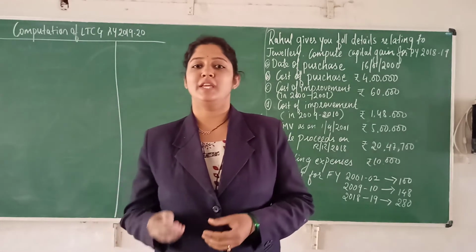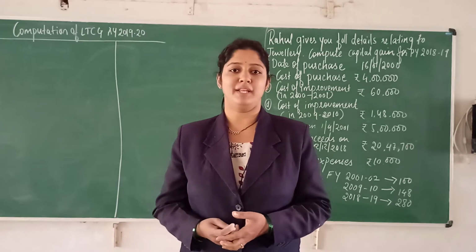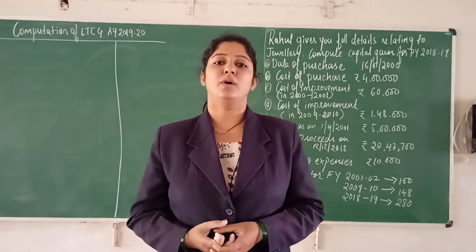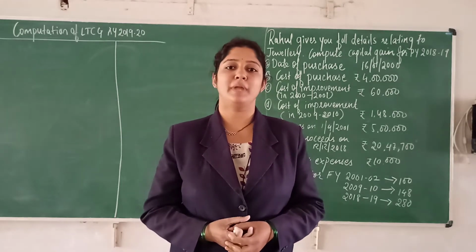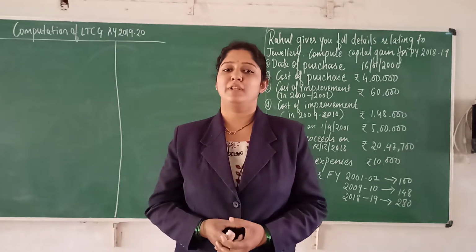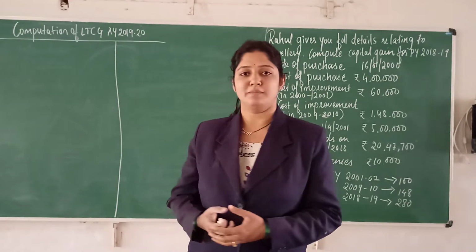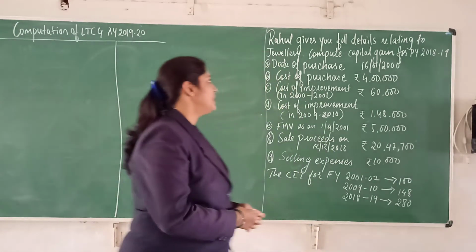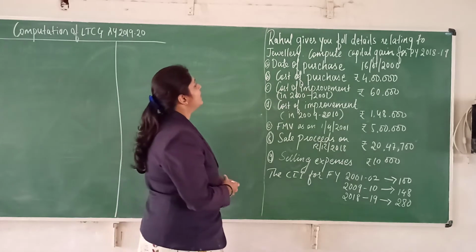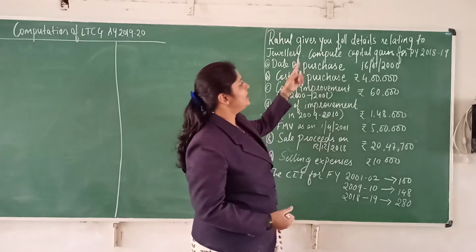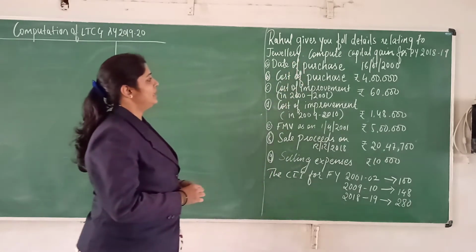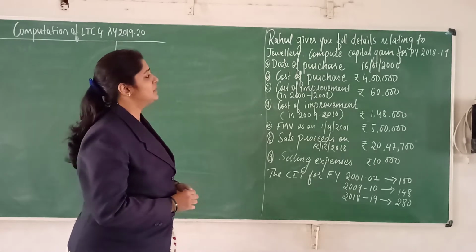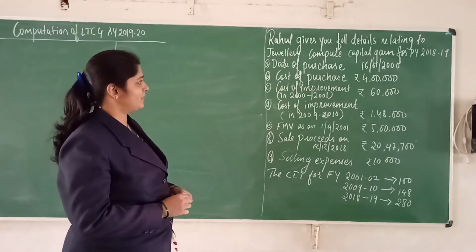Today we are going to see a problem on long-term capital gain. Last class we have seen the format on how to calculate long-term capital gain. This time we will be seeing some sums. Let us start solving. First I will read out the sum. Rahul gives you following details relating to jewellery. Compute capital gain for the previous year 2018-19.